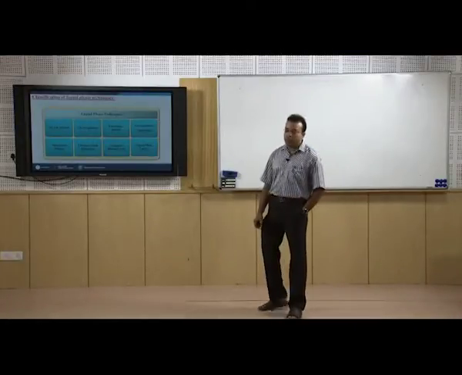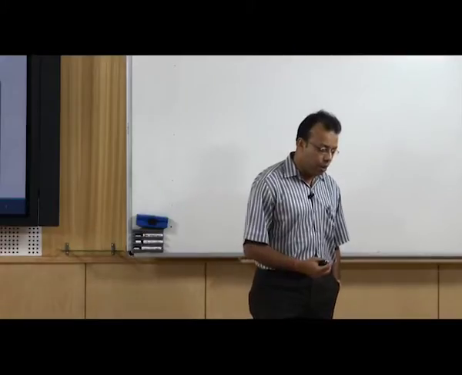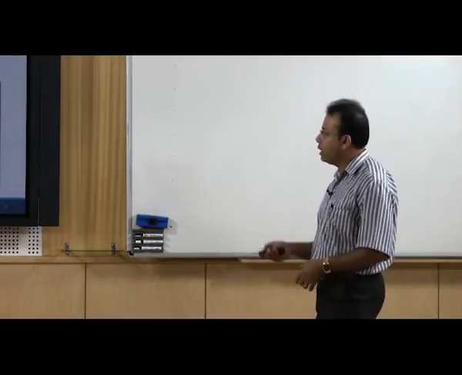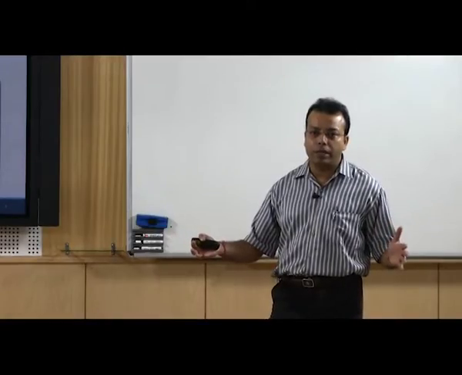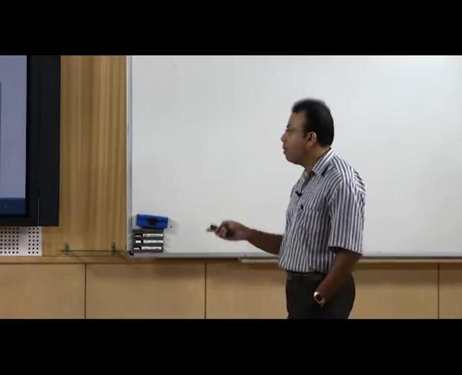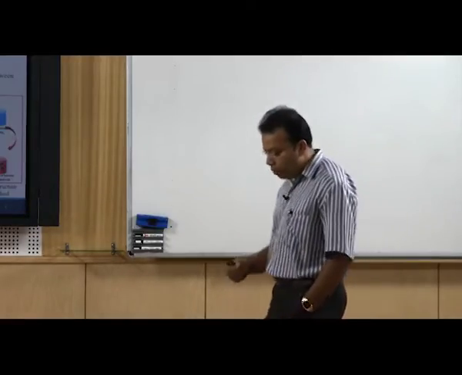So, now we are going to discuss these liquid deposition methods in more detail. Here we can see that there are in total 8 methods or techniques we can apply for this liquid phase technique. The first is the SILAR method, then electroplating, electroless plating, electrophoretic deposition, liquid phase epitaxy, Langmuir-Blodgett, chemical bath deposition and immersion plating. So, there are a total of 8 modification techniques available for this particular purpose. We will go into the details one by one.